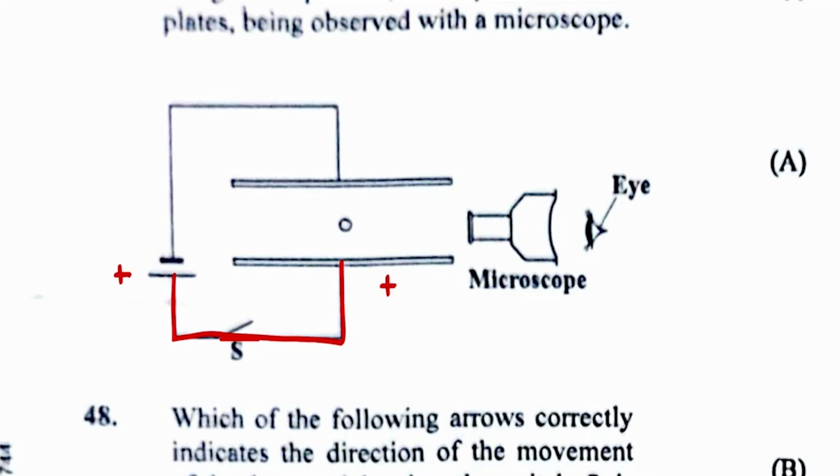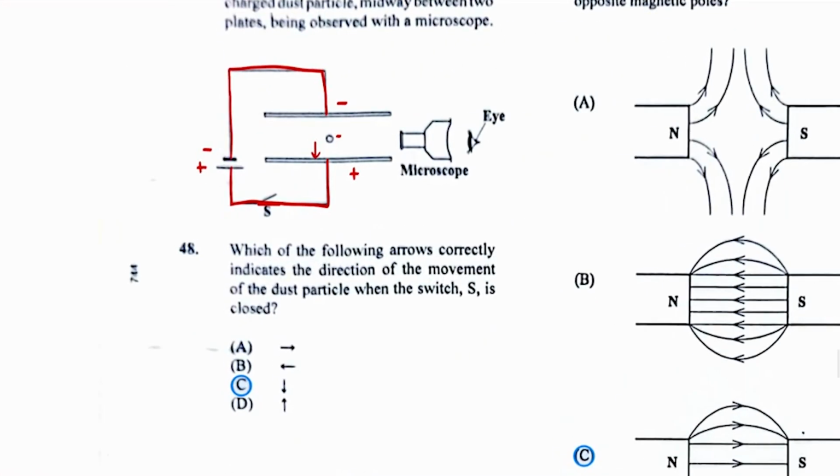So this plate is going to become positively charged. And this plate over here is going to become negatively charged. So this particle is negatively charged, so it's going to be drawn towards the positively charged plate, which is this plate. So it's going to move downwards. And so my answer is C.